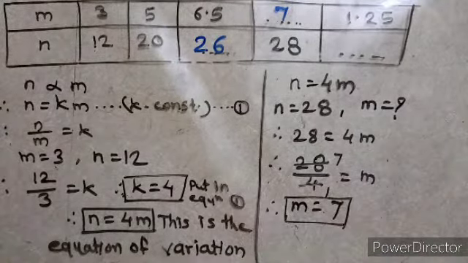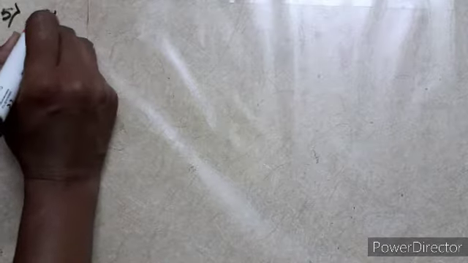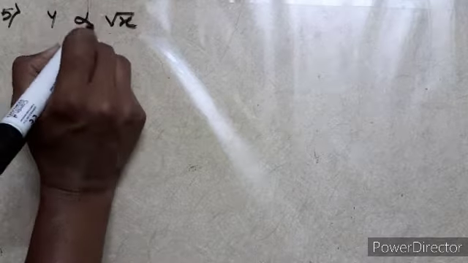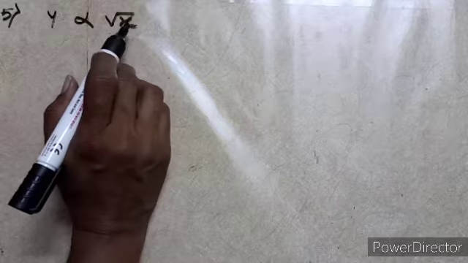Question number 5. Y varies directly as square root of x. When x is equal to 16, y is equal to 24. Find the constant of variation and equation of variation. What is given? Y varies directly as square root of x. So y and square root of x. How does y vary? It is directly. So y is directly proportional to square root of x.